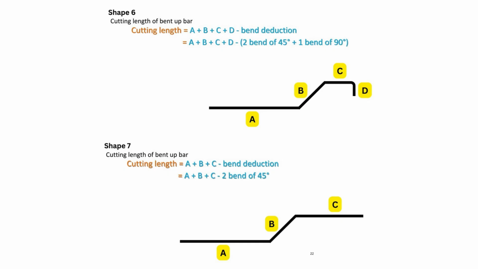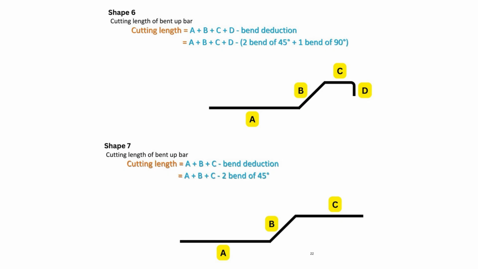Now, we must account for the bend deductions, because bending the bar causes it to take up slightly less length compared to if it were laid straight. Here's how deductions are applied. For each 45 degrees bend, we subtract 0.3 times the diameter of the bar, 0.3d. For each 90 degrees bend, we subtract 1 times the diameter of the bar, 1d.